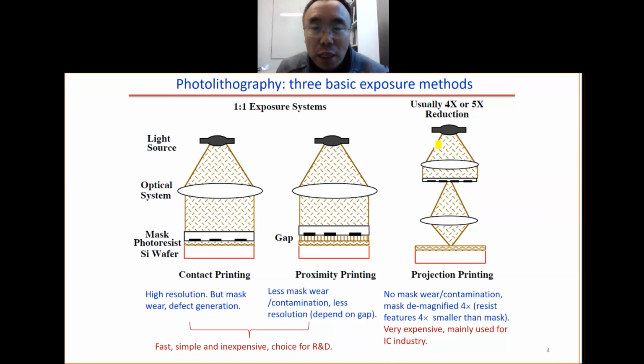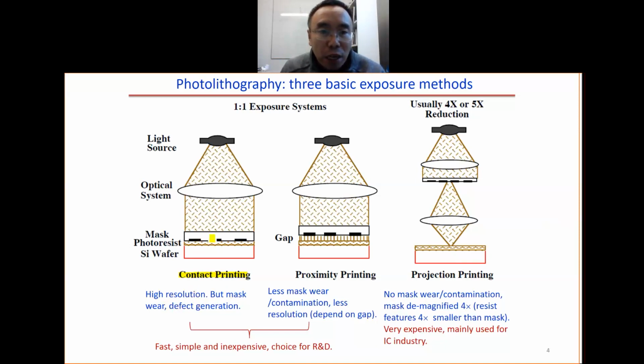So now let's look at photolithography. There are three modes of optical lithography. The first one is the simplest one. It's called contact printing. You just put your mask on top of the photoresist, then you shine the UV light, ultraviolet light. The good thing about this is that you have very high resolution. You can get really, really high resolution because there is no light diffraction. But the problem is the mask wear and defect.